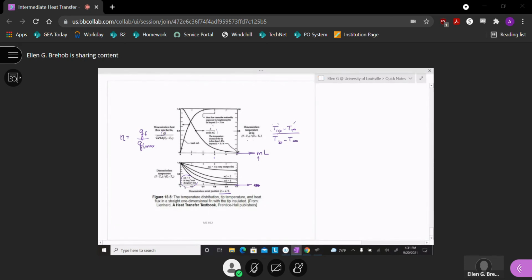So this combination of M times L has the note that it's over-designed. I don't need all of that fin material. An ML combination of maybe 3 is a pretty good approximation of an infinite fin. That's a reasonably well-designed fin. You get reasonably close to T infinity, but you're still driving heat at the tip of that fin surface.